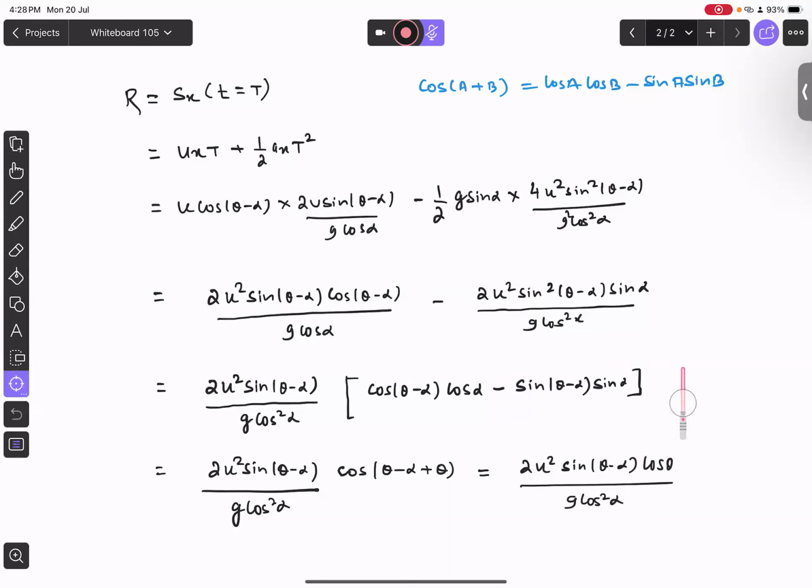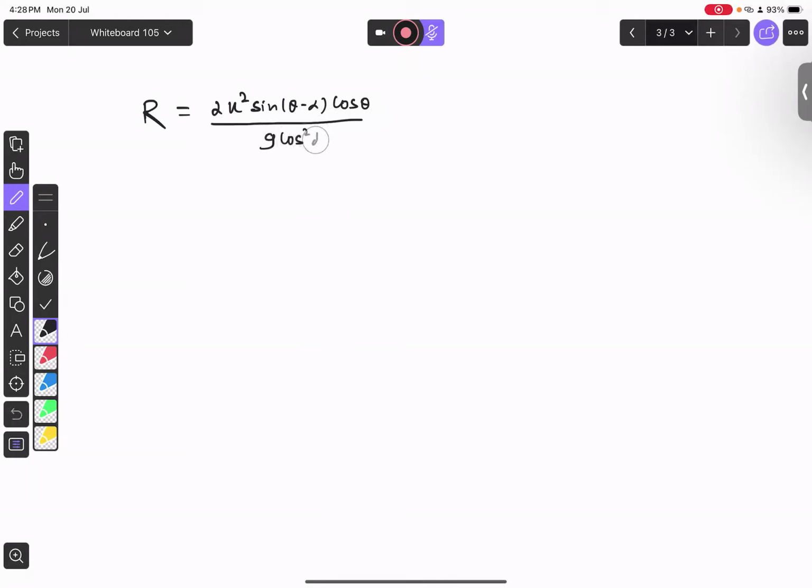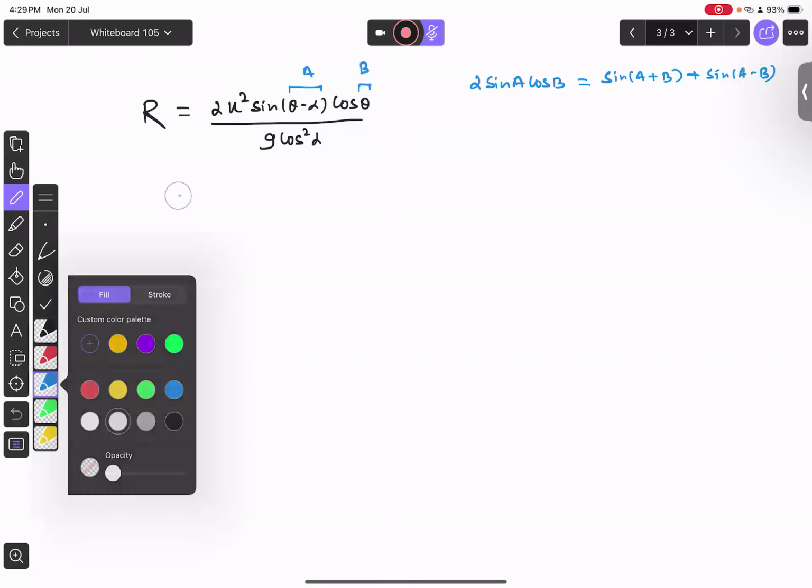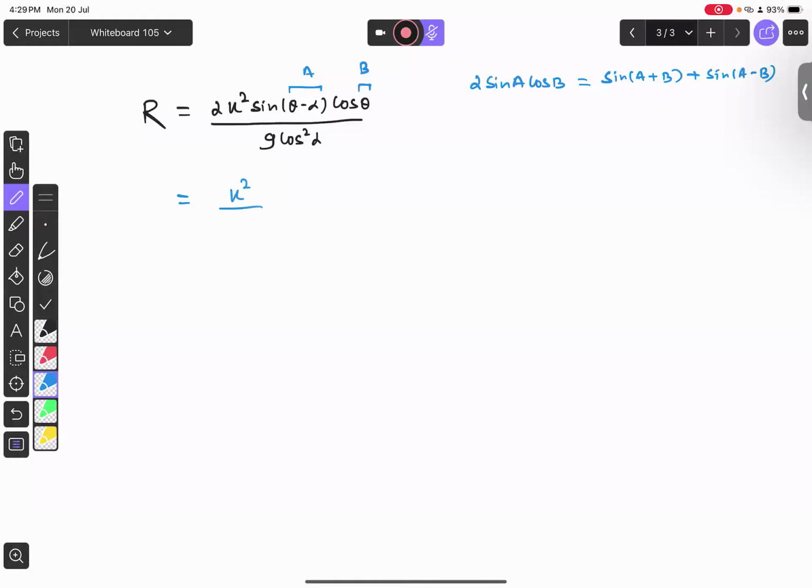Another way to write the same range is again using some trigonometry: 2u square sin(theta minus alpha) into cos theta by g cos square alpha. I will use this identity: 2 sin A cos B is equal to sin(A plus B) plus sin(A minus B). I'm calling this thing A and this thing B. So check out what it becomes. It becomes u square by g cos square alpha.